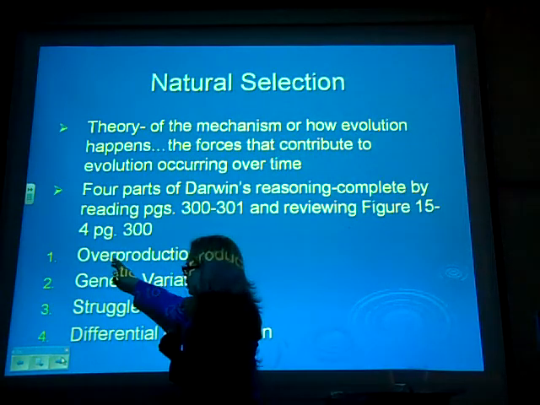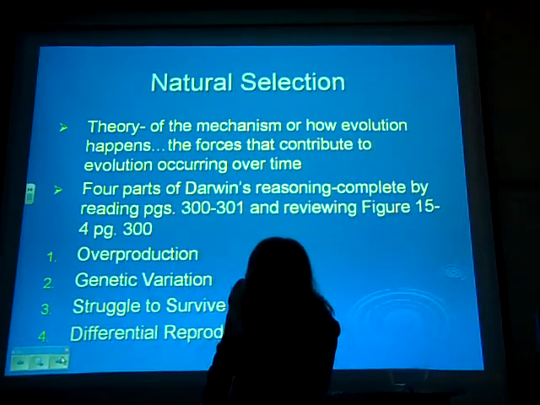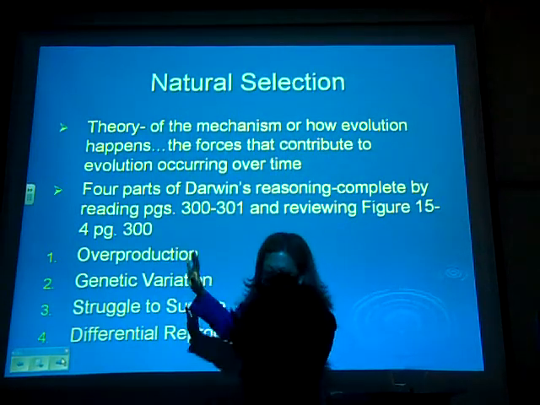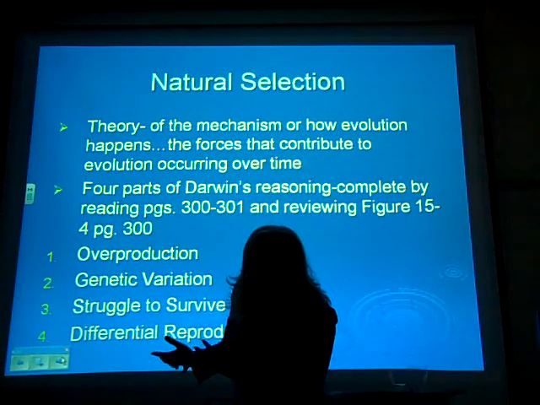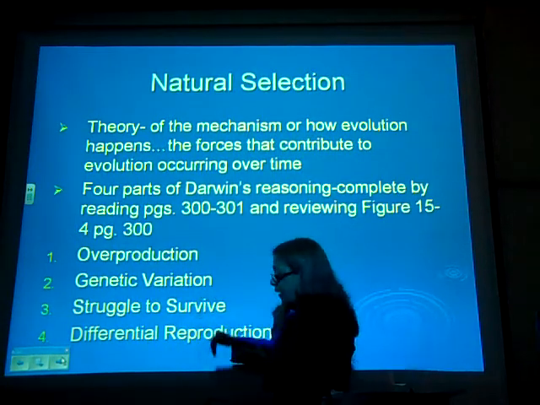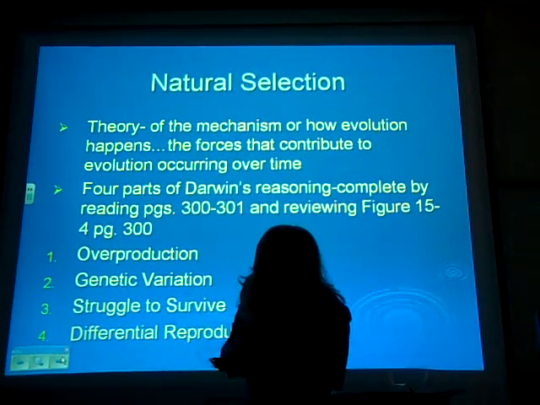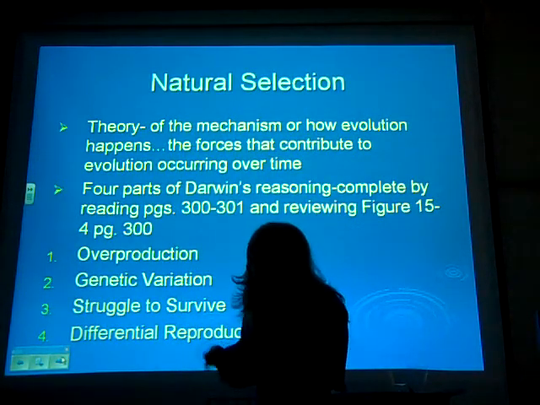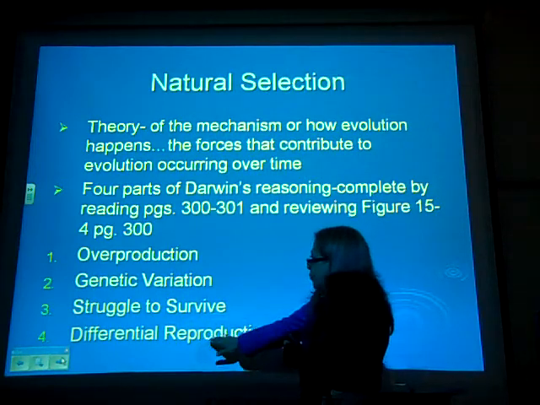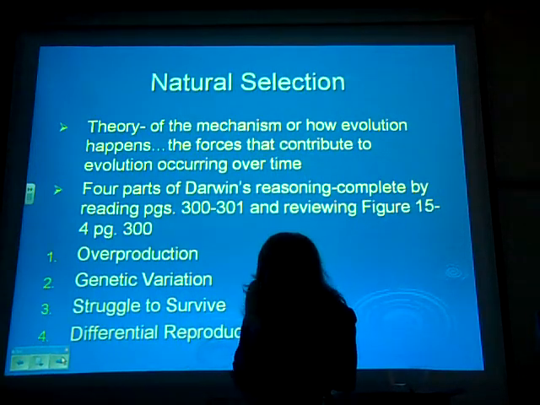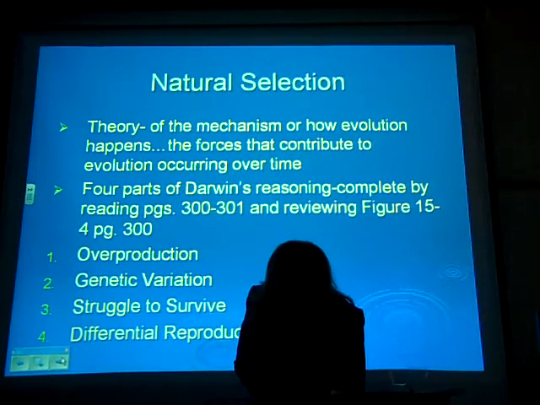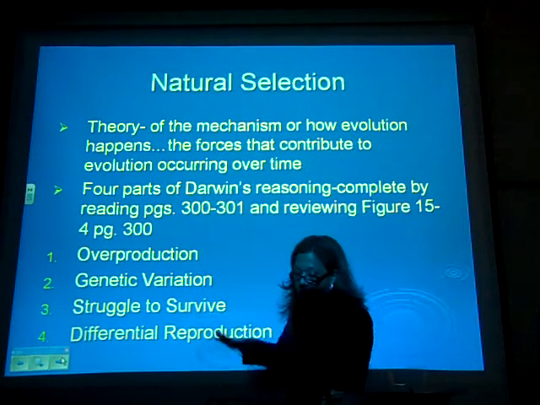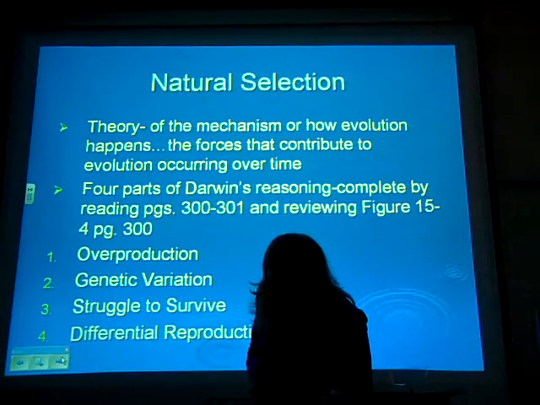Okay, so when you're trying to explain reproduction, I'm sorry, it is overproduction, yes. Overproduction, you will have overproduction, read 2 paragraphs, summarize it. You will read genetic variation and summarize it, struggle to survive, summarize it, and differential reproduction. There we go. And what's really neat about your book is that they give you a nice diagram with an example. So as you read, please include this example that you have on figure 15-4.